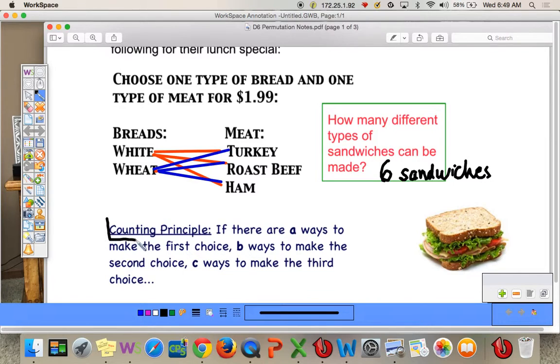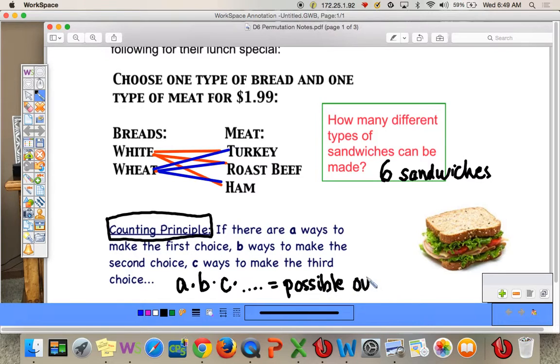So that is called the counting principle. If there are A ways to make the first choice, and B ways to make the second choice, and C ways to make the third choice, then you can do A times B times C times however many choices there are to get the possible number of outcomes.